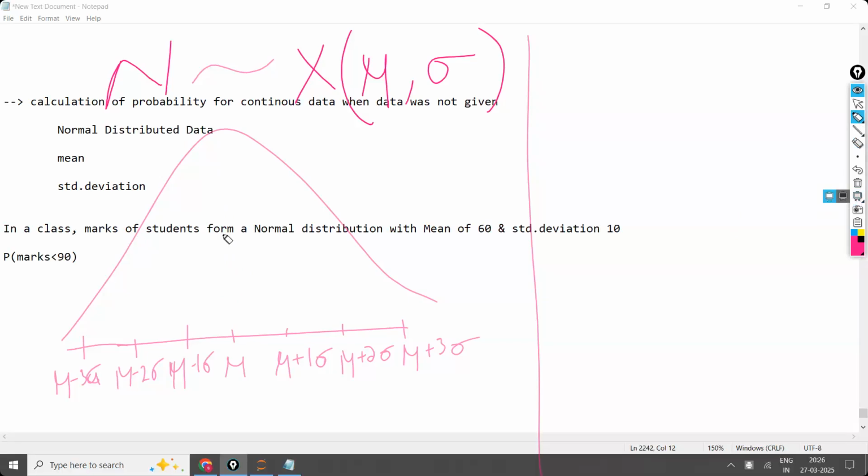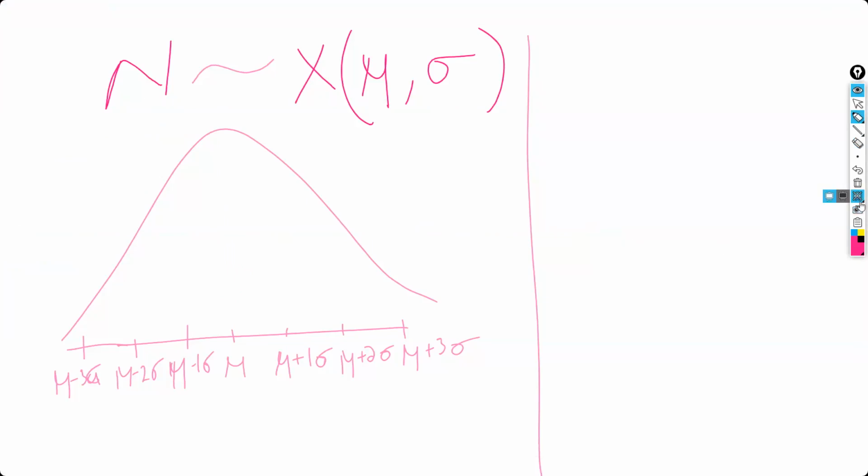The marks of the students form a normal distribution with a mean of 60 and a standard deviation of 10. Marks of 60, the average value, is mu. What is the mu value? 60. What is the standard deviation value? 10. So now what are the bottom values we have to write? First number. What is the first number? 60. What is the next number?